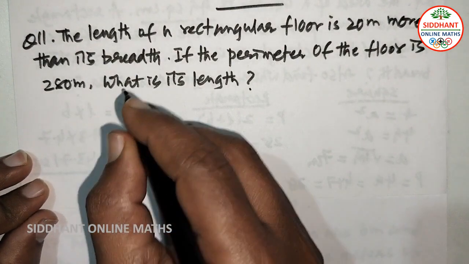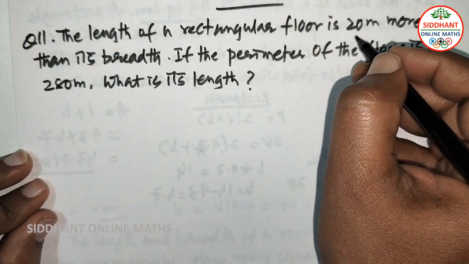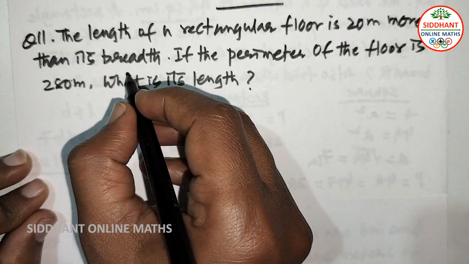Question number 11. The length of a rectangular floor is 20 meters more than its breadth.